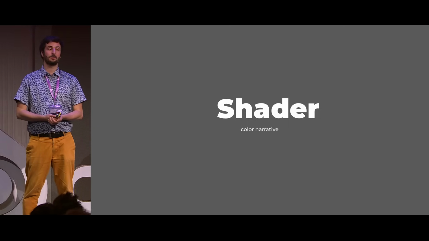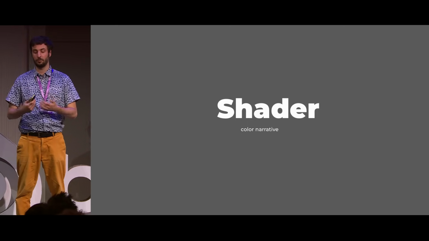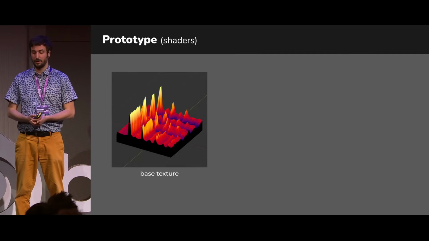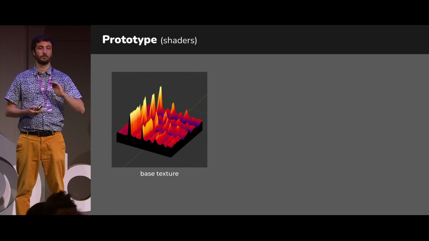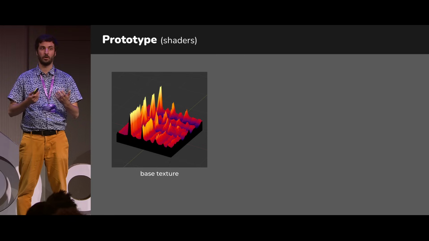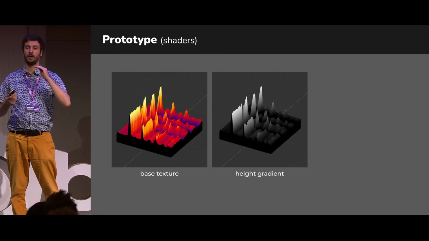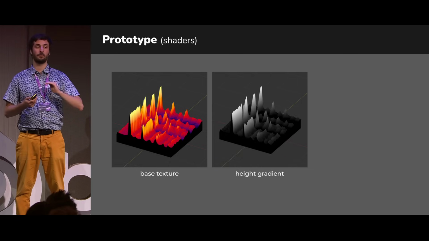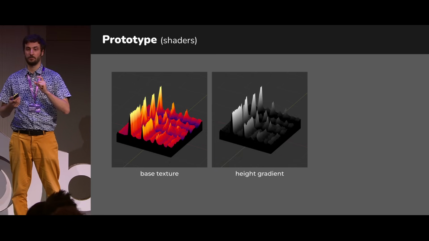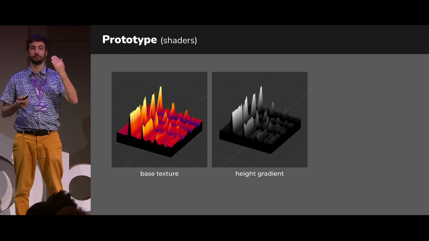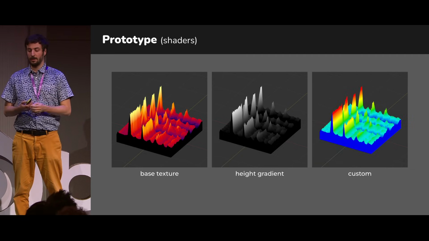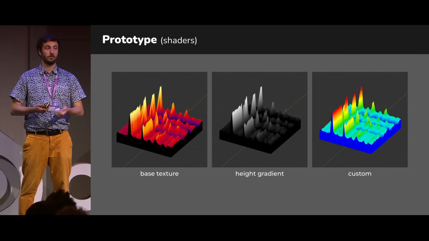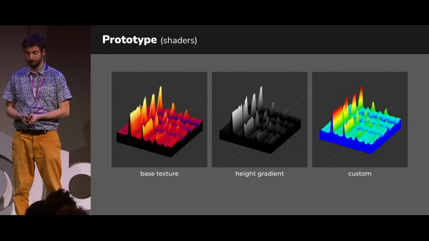Yeah. The last part of the prototype is the shader. I don't use the base texture of the image to work on the shader. Instead, I used the height gradient of the spectrogram mesh. This gradient is way cleaner and smoother than the base texture, and I can use it to choose which color I put on the spectrogram.